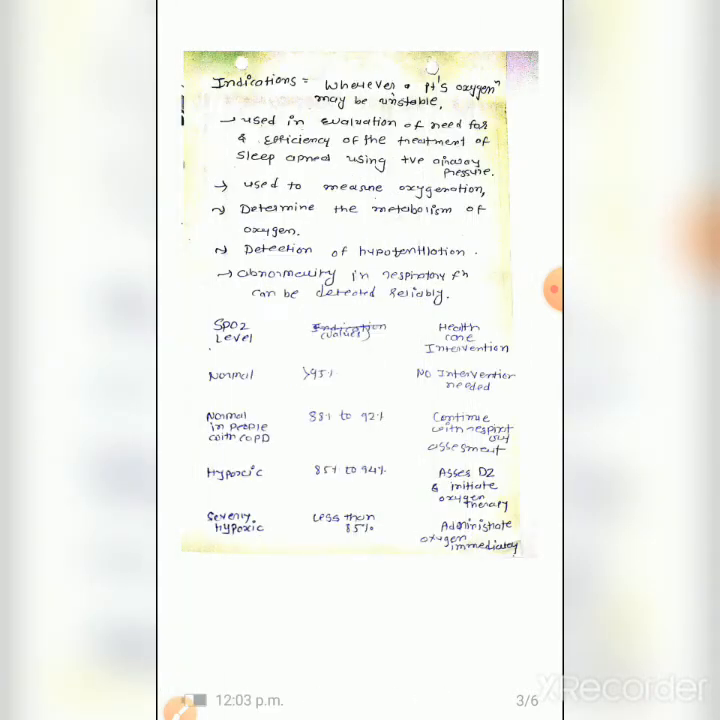Indications: wherever a patient's oxygenation may be unstable, you can frequently check the pulse rate and saturation of hemoglobin. In that condition, it is useful. It is used in evaluation of the need for and efficiency of treatment of sleep apnea using positive airway pressure. It is used to measure the oxygenation rate. It helps determine oxygen metabolism, and hypoventilation and abnormality in respiratory function can be detected reliably.